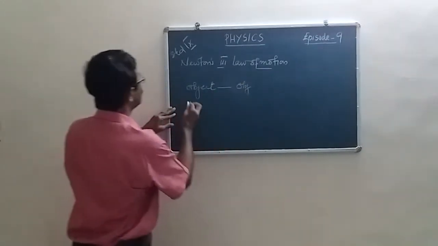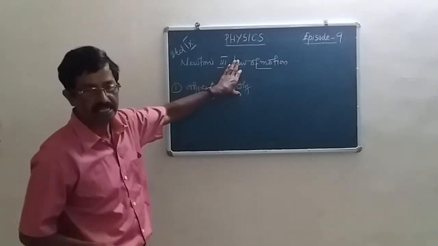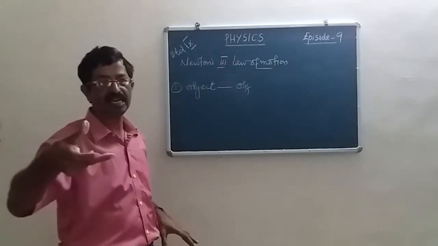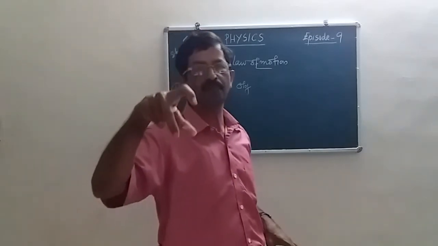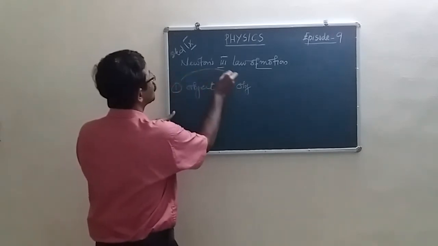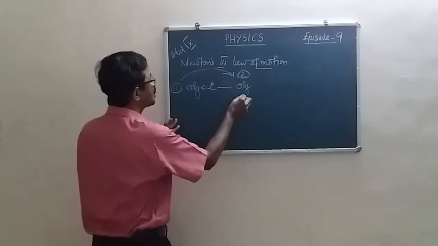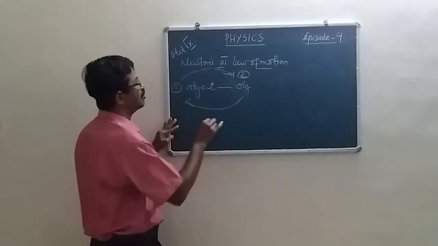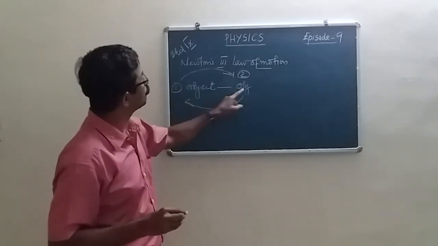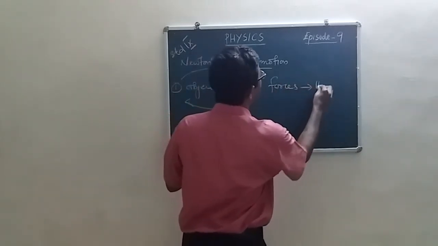suppose this one is the first object. When an object applies force on another object, the second object simultaneously, that means at the same time, applies force on the first object. Here, the first object applies force on the second object. Then the second object instantaneously, at the same time, applies a force on the first object. These two forces are equal.